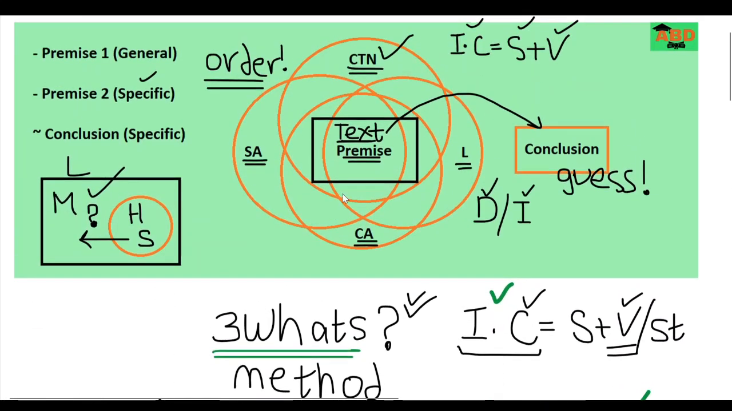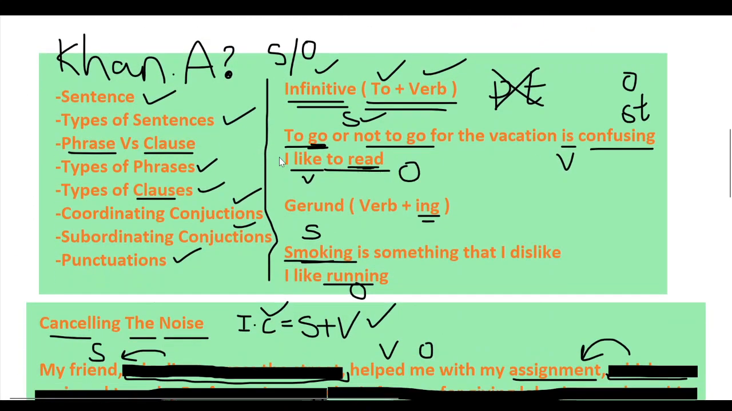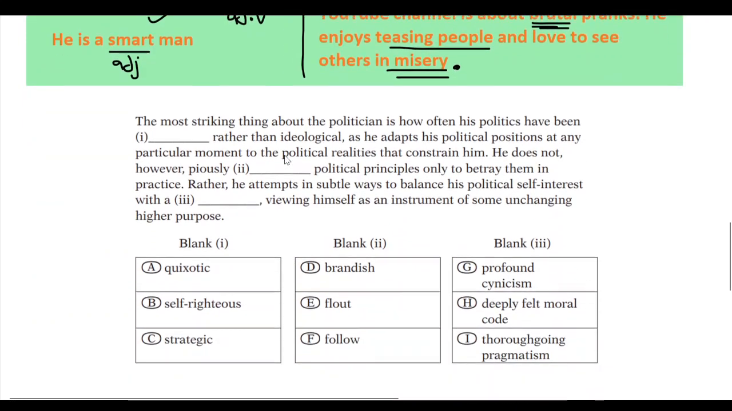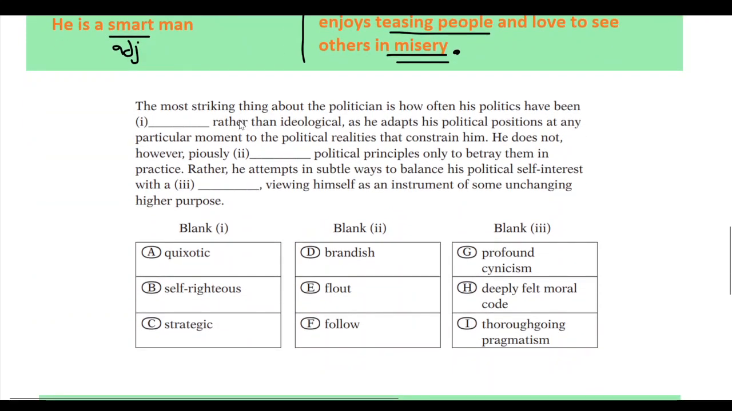If you really want to practically apply this method onto the text, get the premise, and come up with solid arguments for your conclusion. So now that you have understood what canceling the noise is, what structural analysis is, what contextual analysis is, and what logic is, let's apply that to this ETS question and see how things roll.